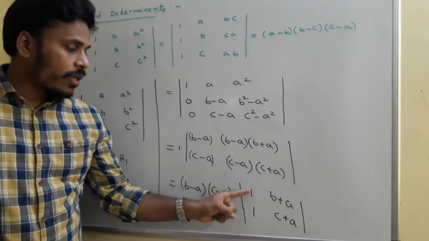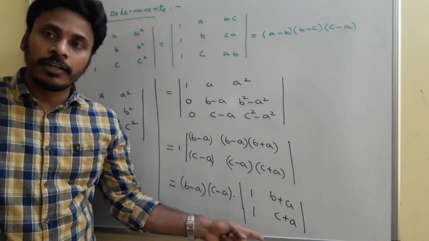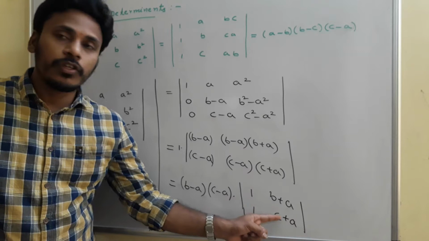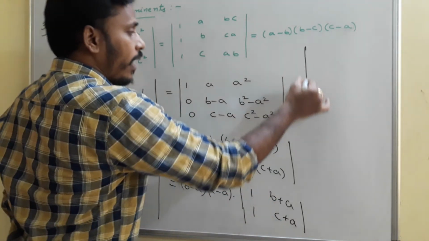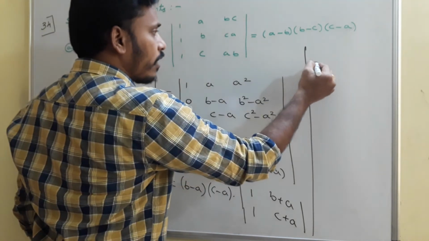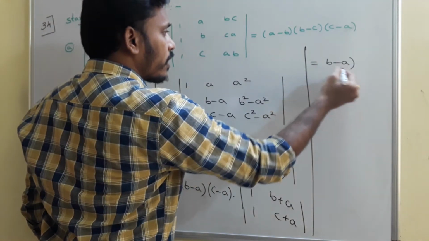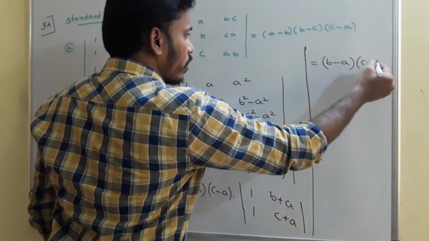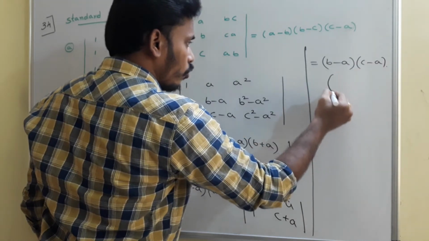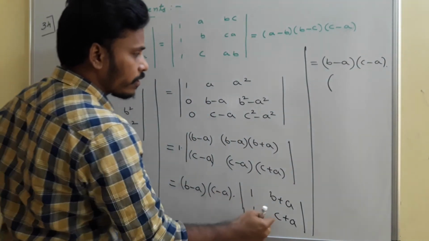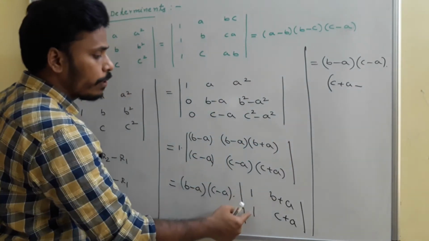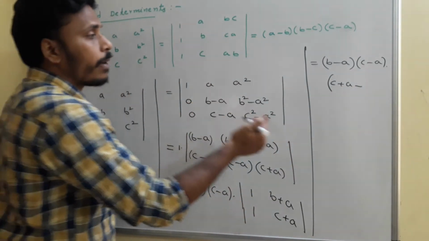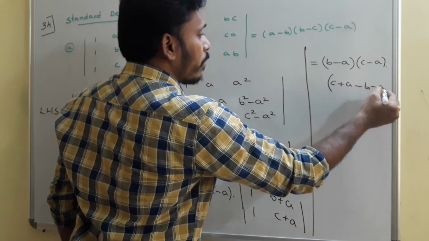So at the end, the product of these two is multiplied with its determinant. Just have a look. Here I have a 2 by 2 matrix and its determinant. It is easy: the product of these two minus the product of these two. AD minus BC. So in the next step, the determinant is nothing but (b minus a) into (c minus a) into [1 into (c plus a) minus 1 into (b plus a)], which is (b minus a) into (c minus a) into (c plus a minus b minus a).